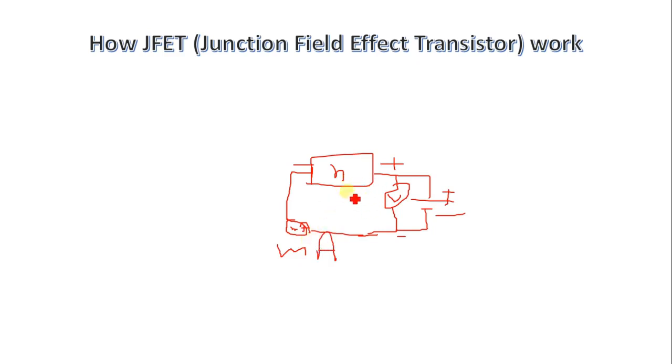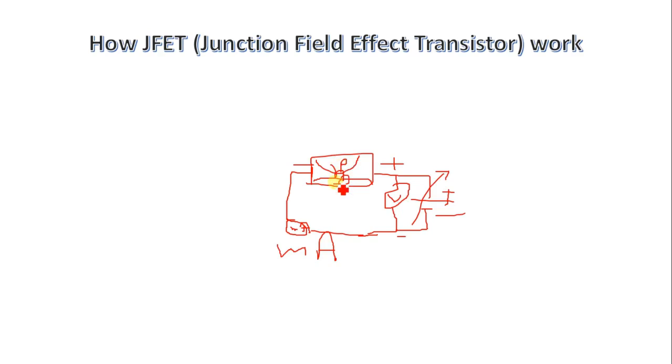This is an N type of semiconductor, and this is a varying voltage. We apply this varying voltage, and as the voltage is increased, the current will also increase, because this is N type semiconductor, so the number of electrons is in the majority. However much we increase the voltage, the same amount the current will increase, from here to here.